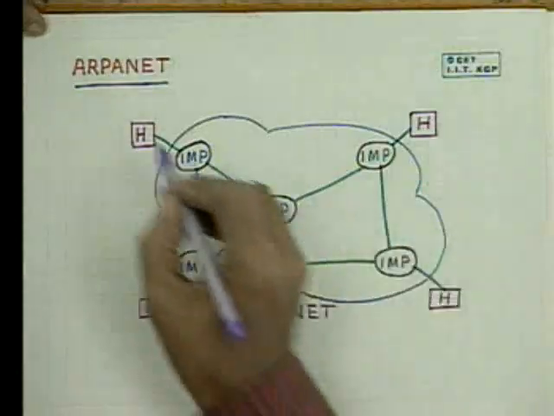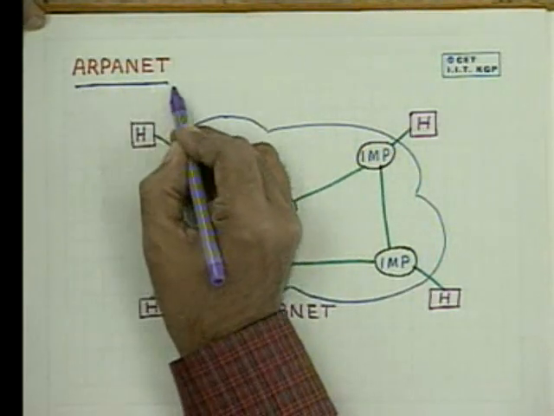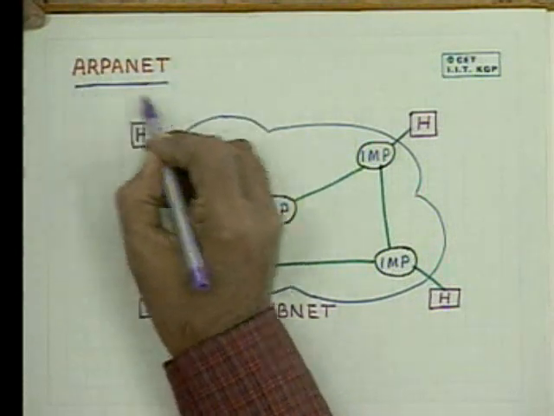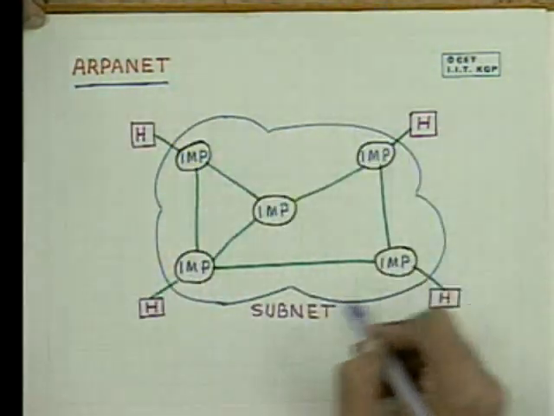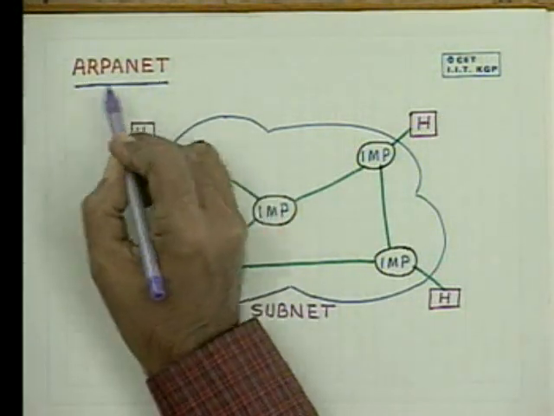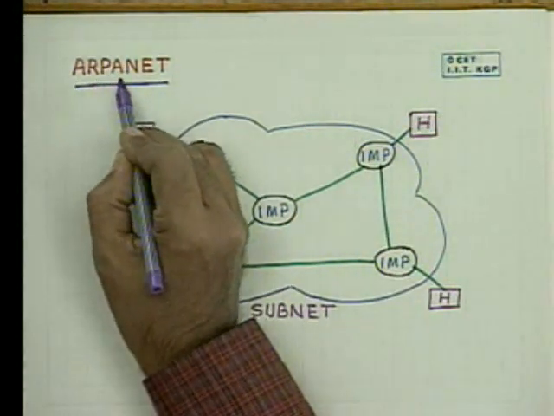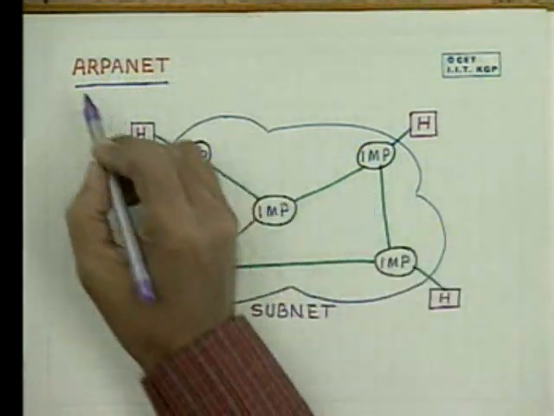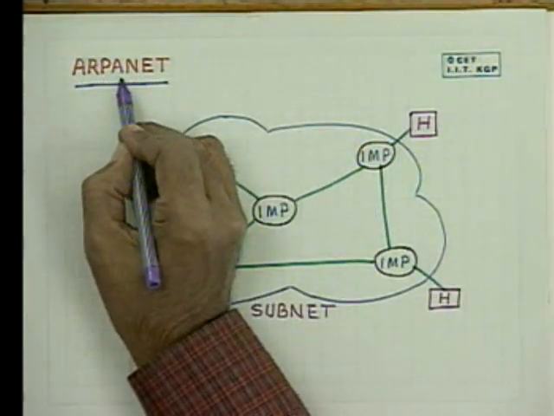So they gave projects, and using those projects, a computer network developed called ARPANET. ARPANET stands for Advanced Research Project Agency Network. That Advanced Research Project Agency gave projects to universities and research organizations to develop the network.